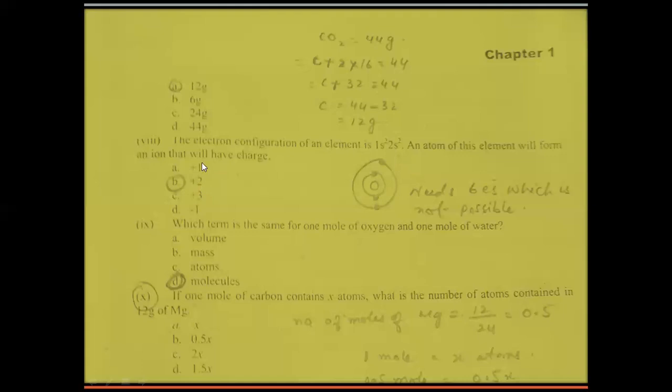+1 in the case when it loses 1 electron. +3 when it loses 3 electrons. -1 when it gains 1 electron. But in this case, as I told you, it has 2 electrons in the outermost shell, and these 2 electrons must be removed to get stability. So for this purpose, this atom will lose 2 electrons and will get +2 oxidation state.